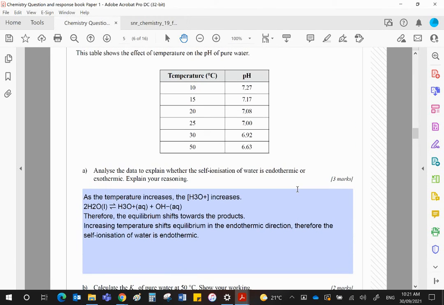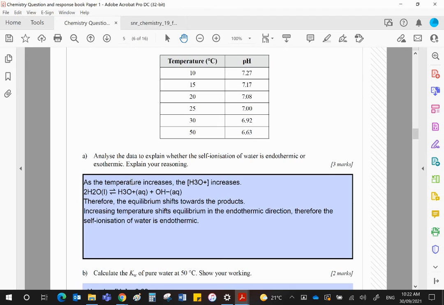Incidentally, I don't know if it's going to ask it. No, it doesn't. I'll mention it anyway. If you're thinking, well, if the pH of water is going above or below 7, does that mean water is becoming alkaline or becoming acidic? That is not the case. Water is always neutral as long as it's pure.